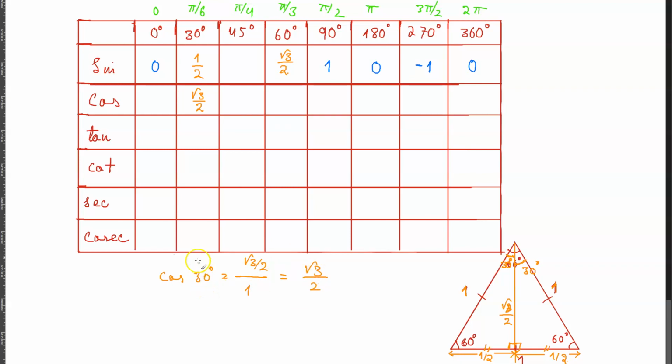And so the cos of 60 degrees is again the side which is adjacent to that, which is 1/2, divided by the hypotenuse, which is equal to 1, which is equal to 1/2. So the cos of 60 degrees is equal to 1/2.